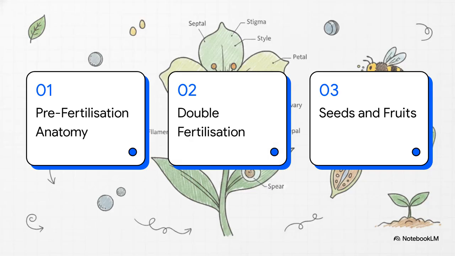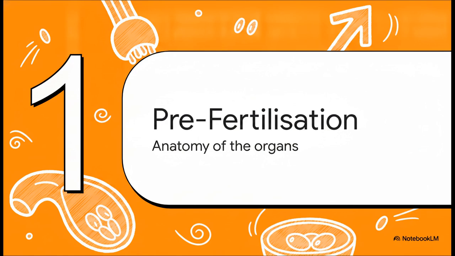Okay, let's dive into this with a quick three-part roadmap. First up, we'll look at the anatomy of pre-fertilization. Second, we'll cover the double fertilization process. And third, post-fertilization, focusing on seeds and fruits. So, kicking things off with Section 1, Anatomy of Pre-Fertilization.